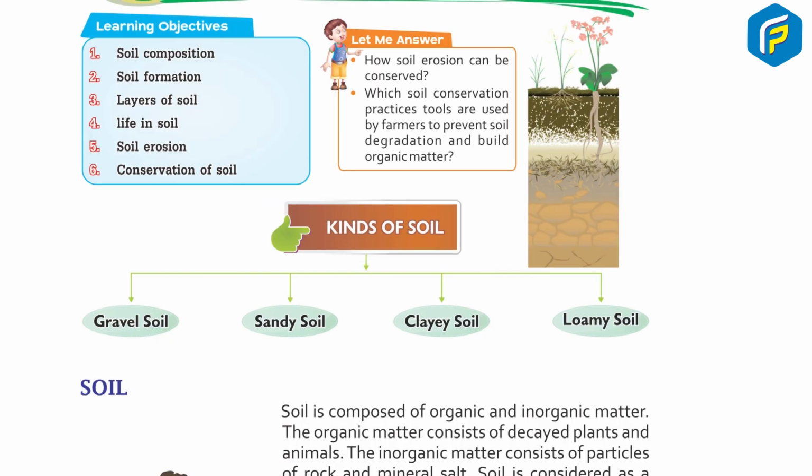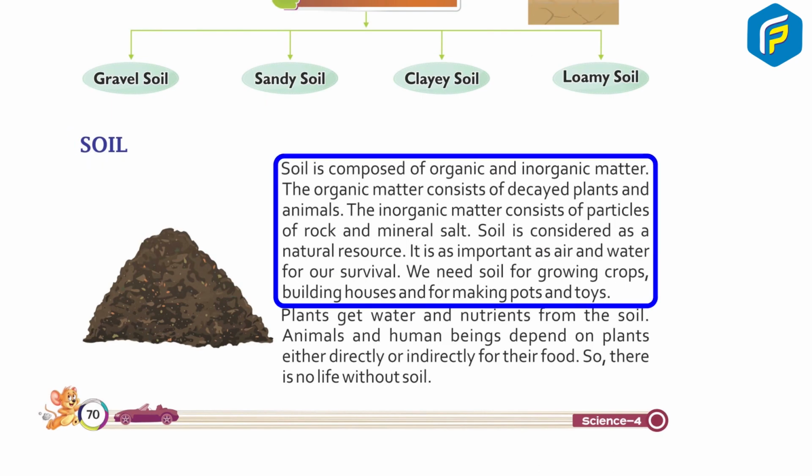Kinds of soil: gravel soil, sandy soil, clay soil, loamy soil. Soil is composed of organic and inorganic matter. The organic matter consists of decayed plants and animals. The inorganic matter consists of particles of rocks and mineral salts. Soil is considered a natural resource. It is as important as air and water for our survival.